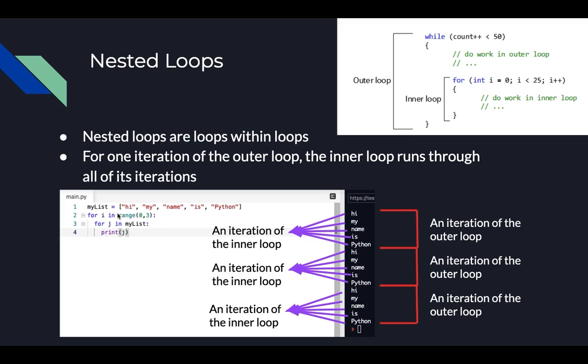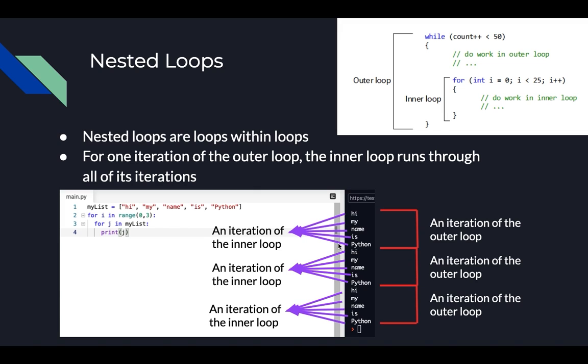So every time you run through that, we're going to print j, which are these string values, because again we're iterating through my list, which is this thing. For j means for every element in it. So we want to print this, this, and then this, and this, and this. That's why in this debug console, as you can see, an iteration of the inner loop is, I kind of made a bunch of purple arrows, but "hi, my name is Python."